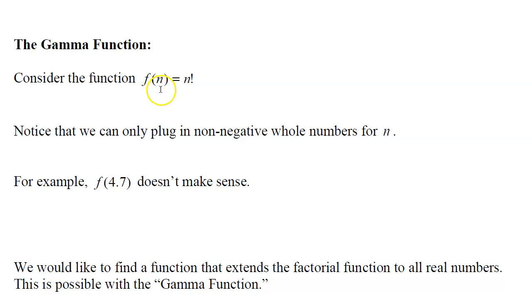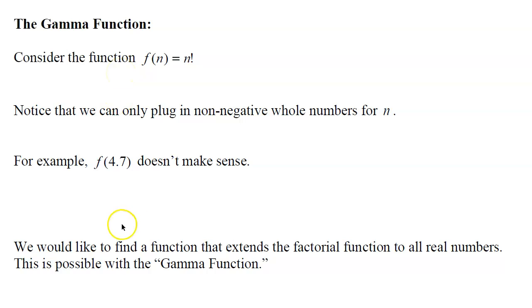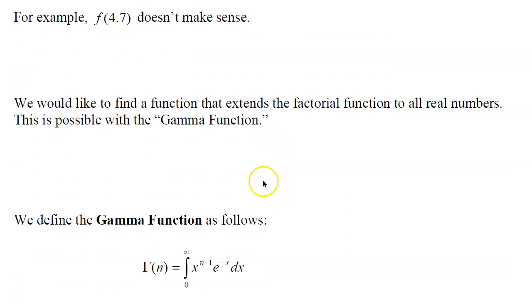So for example, for this function, f of 5 would be 5 factorial. Now 5 factorial means 5 times 4 times 3 times 2 times 1, and I think that's 120, right? So f of 5 would be 120. But notice we can only plug in these nice whole numbers here, non-negative whole numbers for n. For example, f of 4.7 wouldn't make sense. What's 4.7 factorial? That doesn't even make sense. But what if we'd like to have an idea of what 4.7 factorial is? Well, that's where the gamma function comes into play. We'd like to find a function that extends the factorial function to all real numbers, or almost all real numbers, and this is possible with the gamma function.